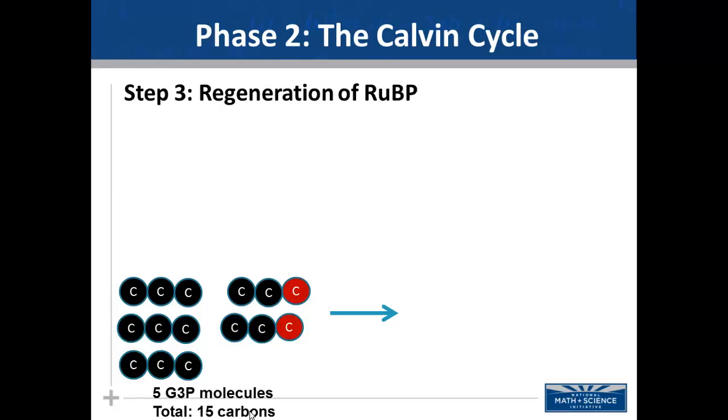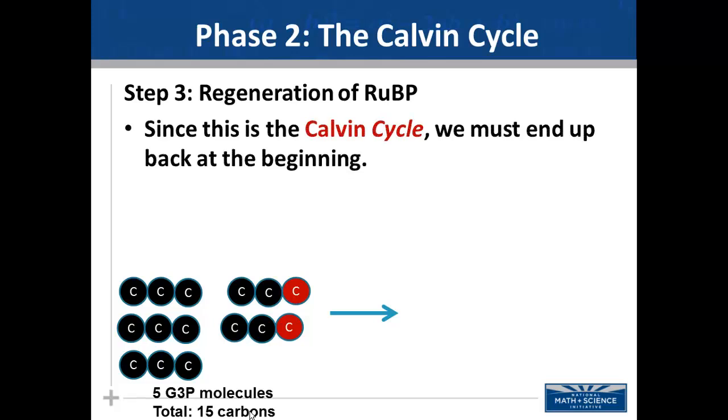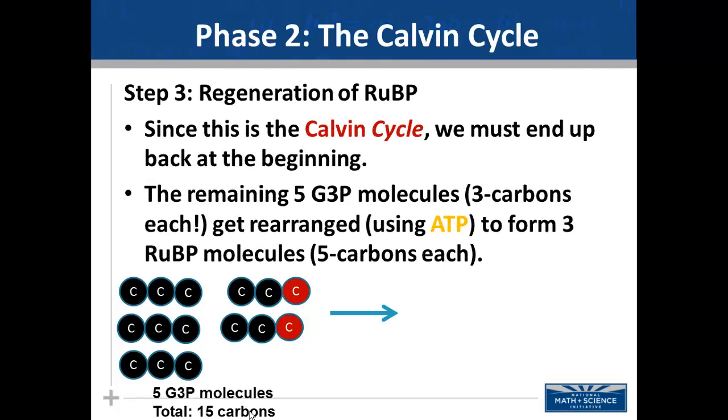But again, as I've been emphasizing, this is the Calvin cycle, so we need to end up back where we started. And if you remember, we started with 3 molecules that each had 5 carbons, and those were RuBP, or ribulose bisphosphate. So we need to end up back at the beginning, as I just mentioned. And so basically what happens now is the 5 G3P molecules that we have left, remember we had 6, but 1 of those molecules left, 3 carbons left, leaving us now a total of 15 carbons. These are going to be rearranged into 3 5-carbon molecules instead of 5 3-carbon molecules. So it's the same number of carbons, we're just rearranging them to get back to RuBP.